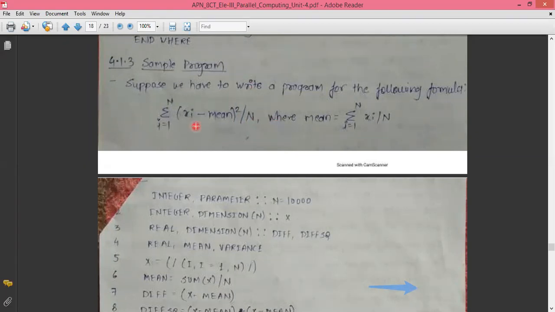For this we have to write the Fortran 90 parallel program. And mean is calculated as summation of i equal to 1 to n, meaning all the elements of an array x. Xi means all the elements, x0 plus up to xn, divided by n. N means the total number of elements in an array.